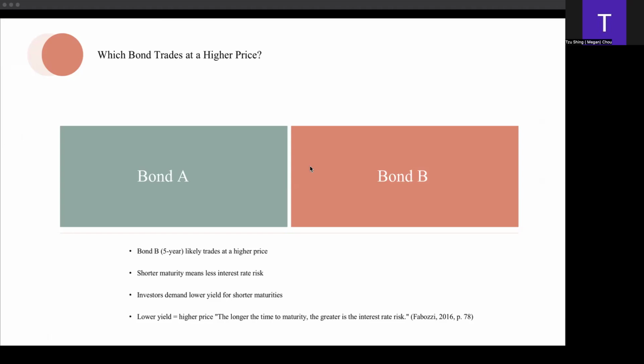As Babozzi notes, the longer the time to maturity, the greater is the interest rate risk. Investors typically demand a lower yield for shorter maturities, which translates to a higher bond price. Remember, bond prices and yields move inversely.